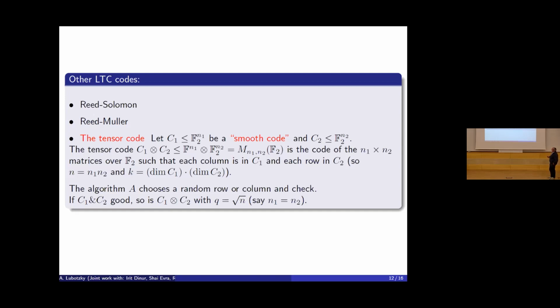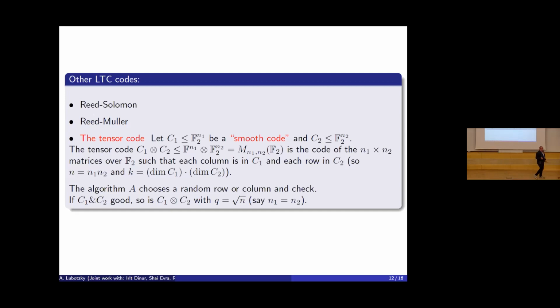Just think about it: you take the n by n matrices, and you want the rows to be in C1 and the columns to be in C2. This is the tensor code. It's all the n by n matrices such that the rows are in the smaller code and the columns are also in the smaller code. This is called the tensor code.